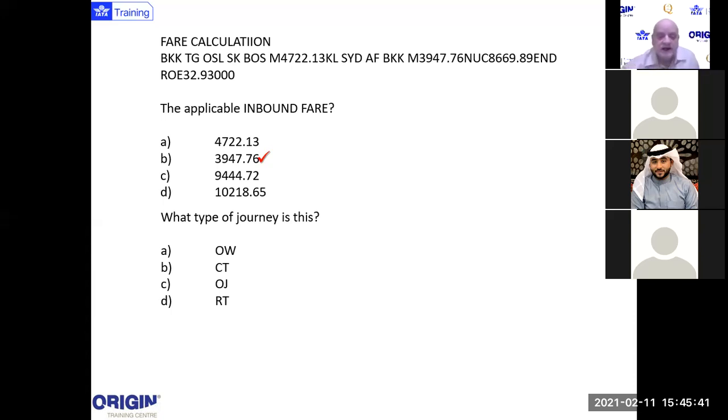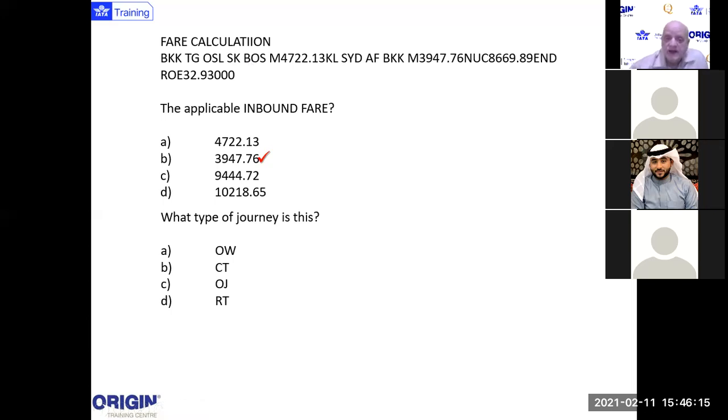Bangkok is area 3. Oslo, in Norway, Europe, area 2. Boston, area 1. So 3, 2, 1. Bangkok, Oslo. Am I crossing an ocean here anywhere? Yeah, Oslo to Boston, that's an Atlantic.